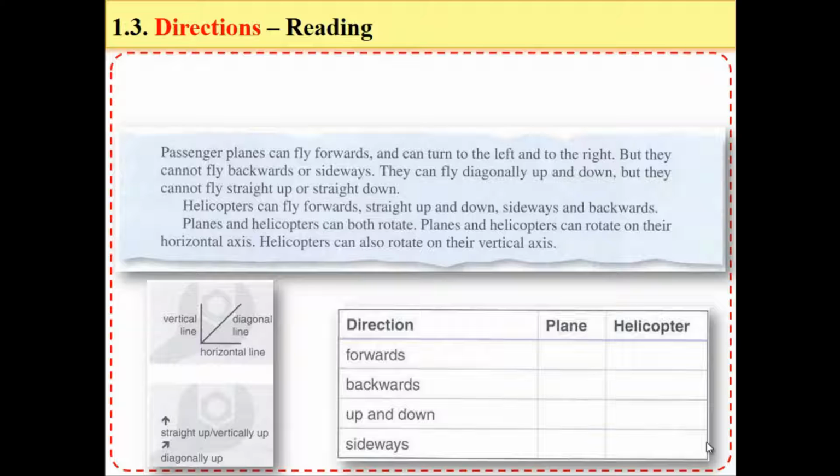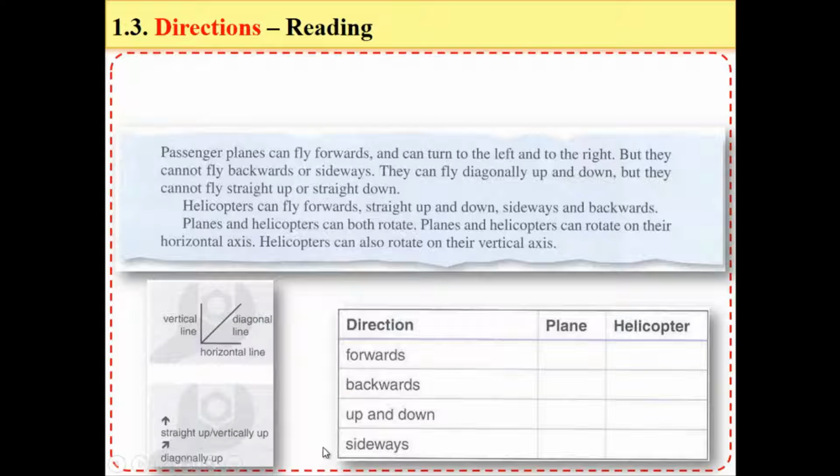Passenger planes can fly forwards and can turn to the left and to the right, but they cannot fly backward or sideways. They can fly diagonally up and down, but they cannot fly straight up or straight down. Helicopters can fly forwards, straight up and down, sideways and backwards. Planes and helicopters can both rotate. Planes and helicopters can rotate on their horizontal axis. Helicopters can also rotate on their vertical axis.